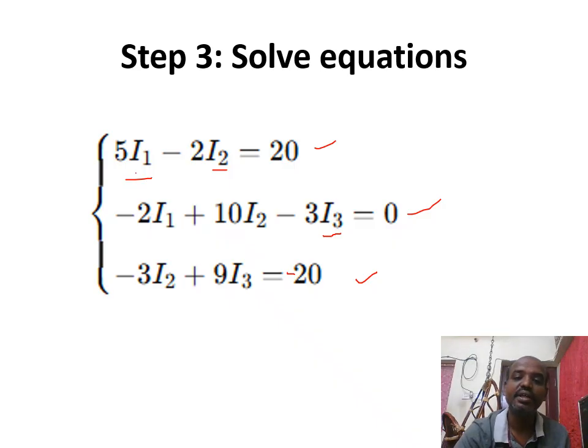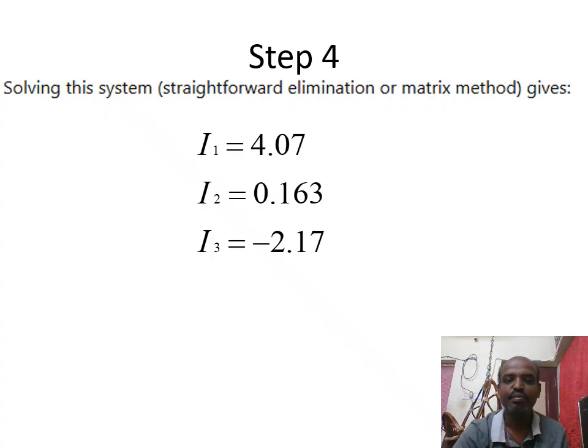So here we have three equations and three unknowns. By solving the three equations, three unknowns method, we will get I1 as 4.07 amps, I2 as 0.63 amps, I3 as minus 2.17.